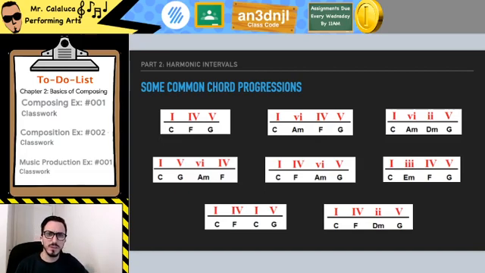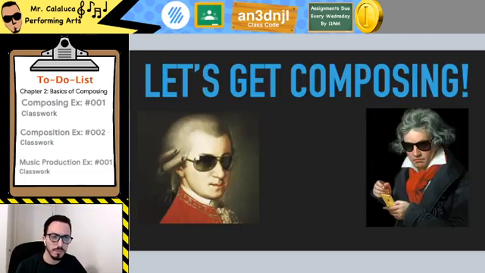So, with that being said, you guys now have the tools you need to complete exercise number 2 in our composition. Go ahead, get started, okay, guys? You guys now have exercise 1 and exercise 2, a melody and chord progression. And with that, let's get to composing, all right?